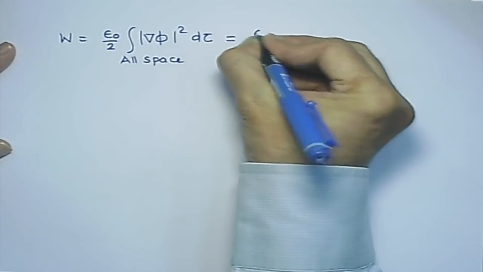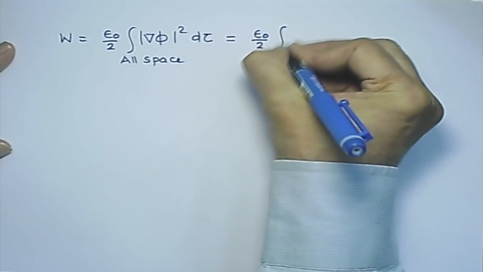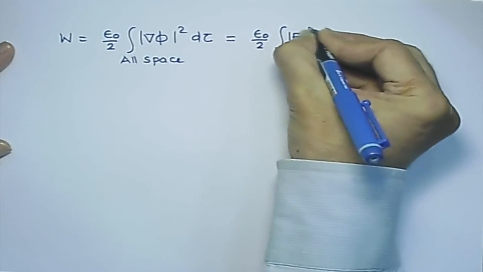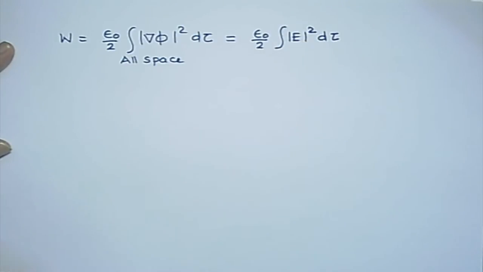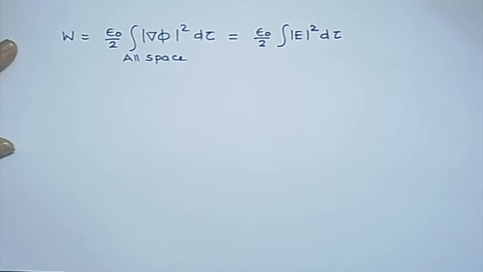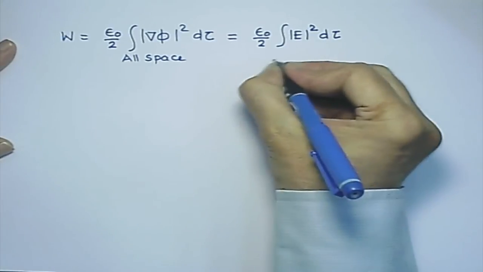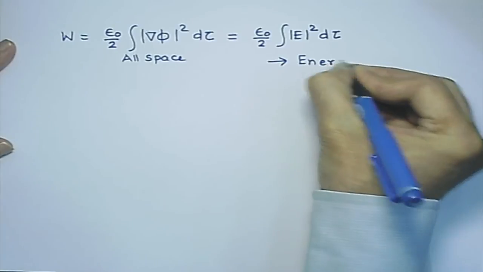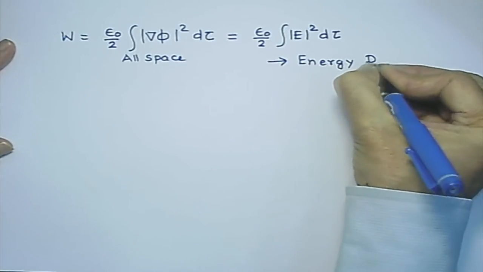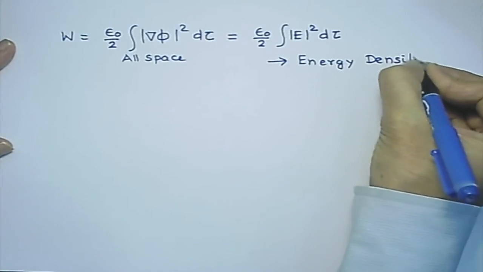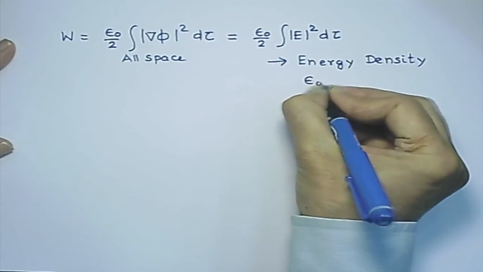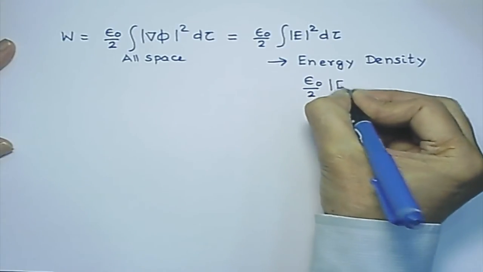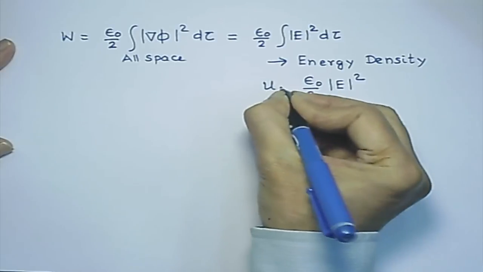Then you realize E is minus del phi, you can write this as epsilon 0 by 2 integral absolute E square d tau. And this tells me that I have an energy density of the electrostatic field that is simply equal to epsilon 0 by 2 E square. This is energy density U.